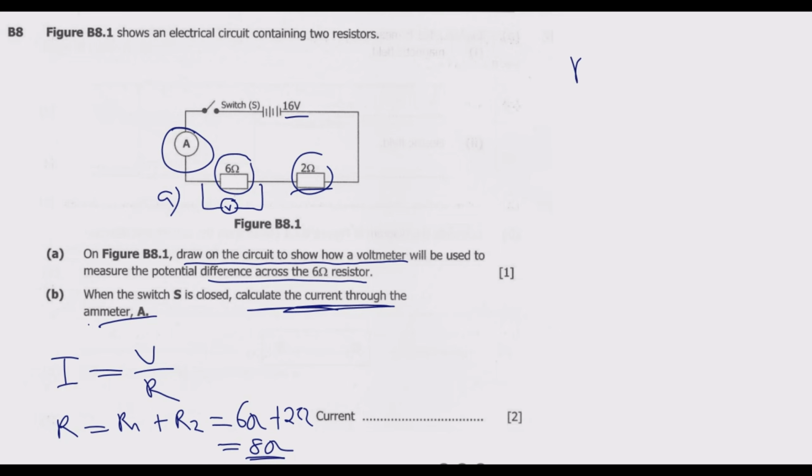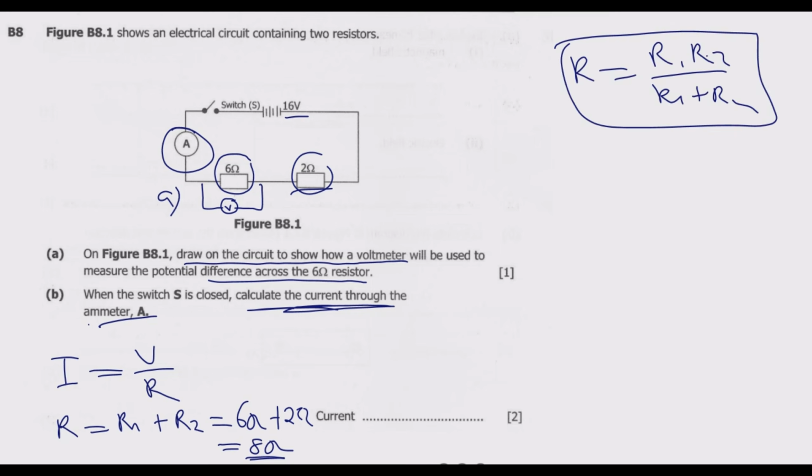series. If it was parallel, the resistor was going to be R1 multiplied by R2 over R1 plus R2. This is for parallel. So having found that, we can now proceed to finding current, which will be basically volts, 16, divided by resistor, which is 8. We end up with basically 2 amps. So 2 amps is our current flowing through this circuit, which will be the reading on the ammeter. Let us move to the next question.